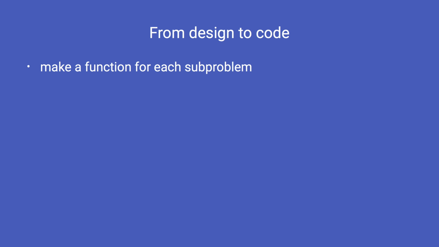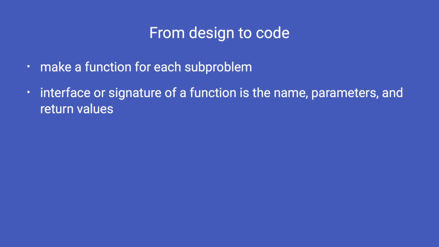Let's review the steps to follow after breaking a problem down into subproblems. First, we make a function for each subproblem. The interface or signature of a function is the name of the function, the parameters, and the return value. As we saw with the pictorial representations, we can draw arrows to indicate the data that needs to be sent back and forth between the functions. This will help you write the signature with the parameters and determine what the return values need to be. This process of breaking it down into subproblems is commonly referred to as top-down design.